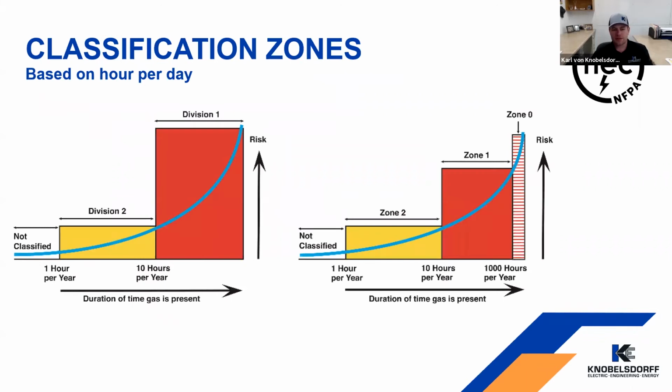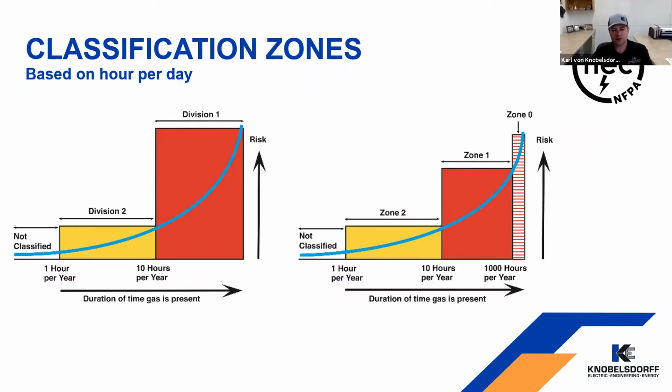The other way we can classify facilities is by zones. So we can use the Division 1 and 2, or we can use the zone classification. There are two different articles in the NEC on how we classify an area. Division is one way to do it, and the other way is zone. On the chart here, you can see there's a Zone 0, a Zone 1, and a Zone 2, whereas with divisions, we only have the Division 1 and 2 options.